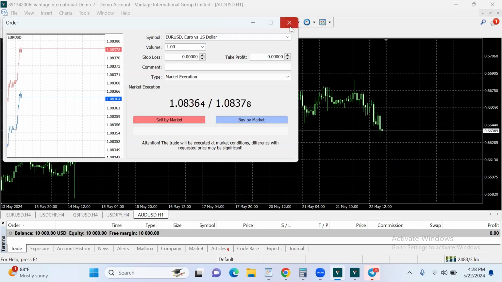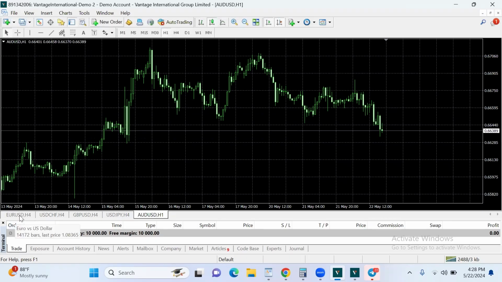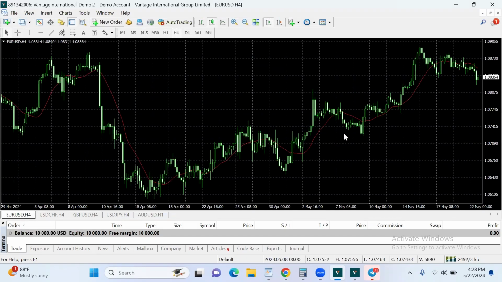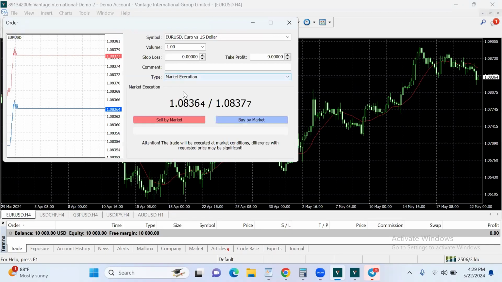But the easiest way for you to do it is just make sure that you open that particular chart so you don't make mistakes. Just open the chart that you want to trade on, then click on new order. It automatically understands that you want to trade this particular instrument.